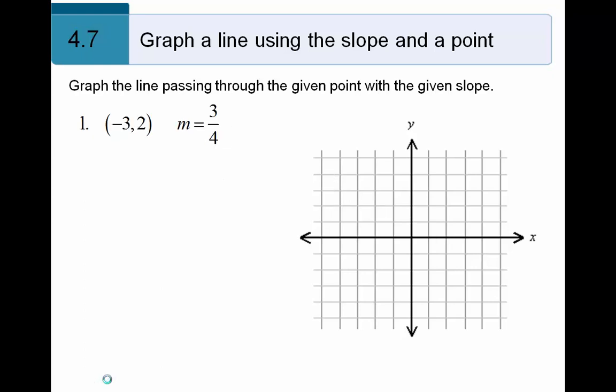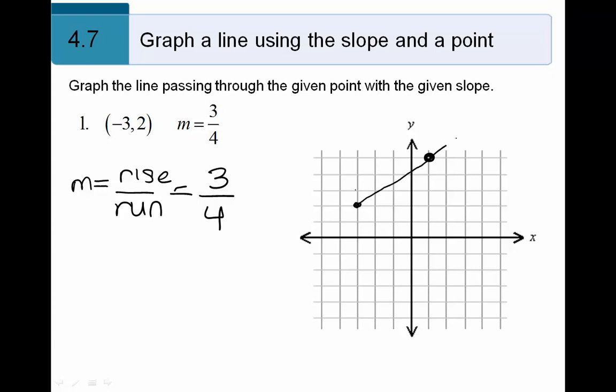And I believe this will be our final question. So plot the point -3, 2. So left 3, 1, 2, 3, up 2. Slope, rise over run. We're going to rise 3 and run 4. Rise 3, 1, 2, 3, run 4, 1, 2, 3, 4. And any more points are going to take me off the graph. So I'm just going to stop there, and your line will look something like that.